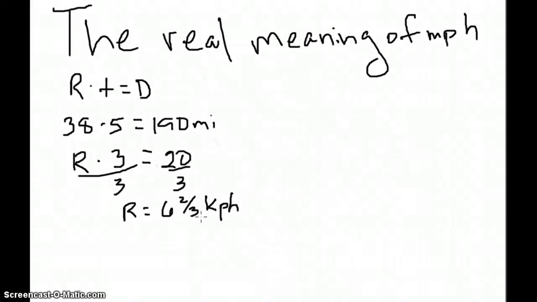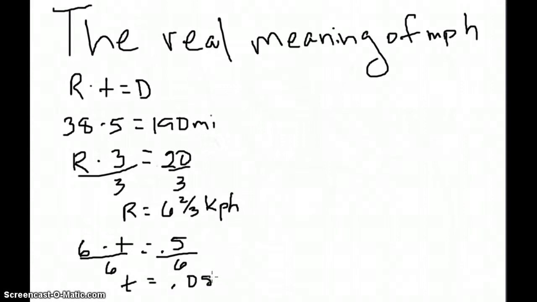The last one is I walked a half a mile at 6 miles per hour. So we have 6 miles per hour is my rate. And I don't know my time, but I do know it went half a mile. So I have to divide both sides by 6. And when I do, I find my time is equal to 0.5 divided by 6, which is 0.08 1/3 hours. Well, which is really hard to understand.